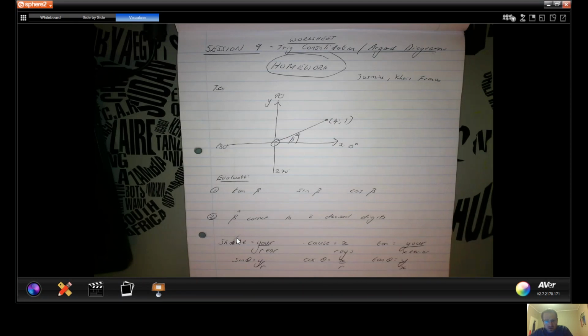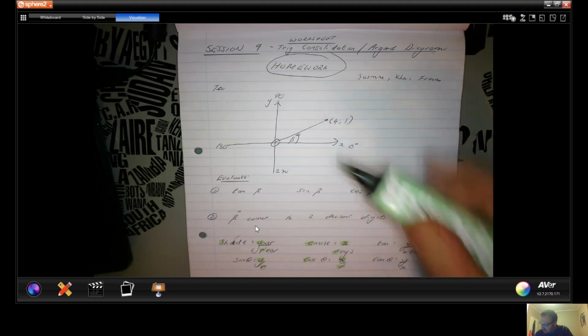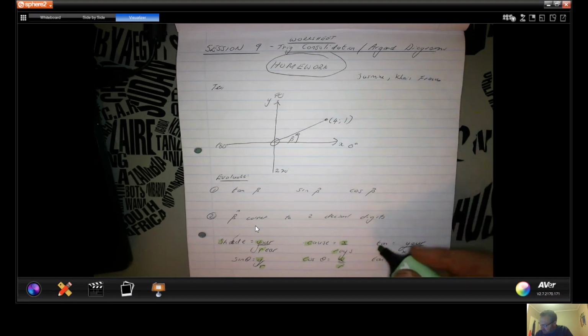Now, first of all, remember the stupid poem. Shade your rear, which tells us that sine for a specific angle is the ratio of the y-coordinate over the radius. Cos x raised, so cos is the ratio of the x-coordinate over the radius for an angle, and tan your exterior, which tells us that tan is the ratio of the y-coordinate over the x-coordinate. So to work out tan beta, we've got no problems.